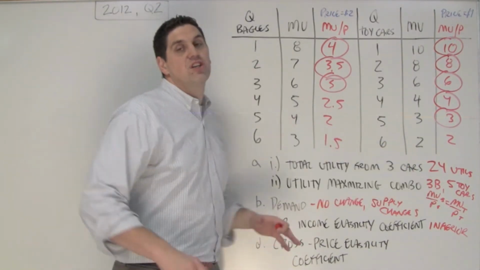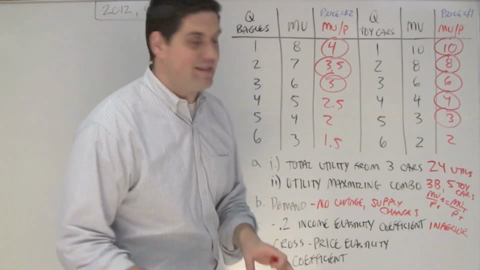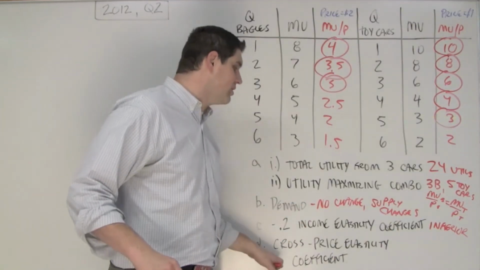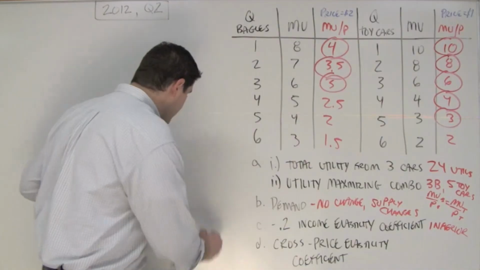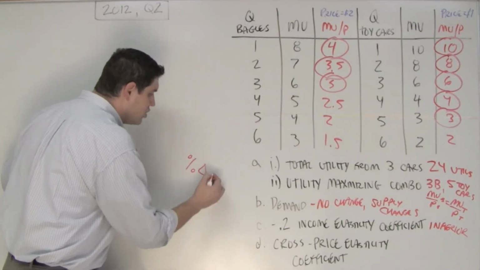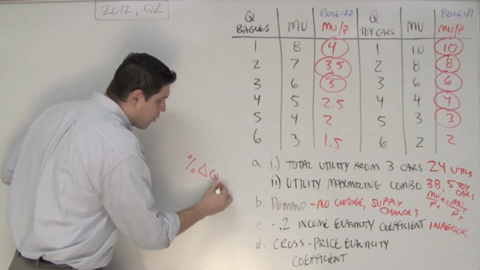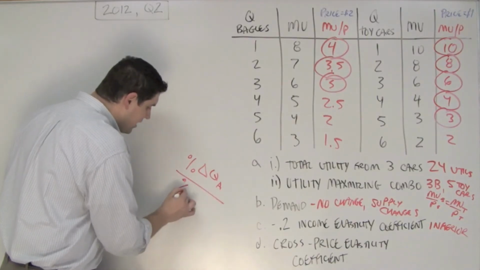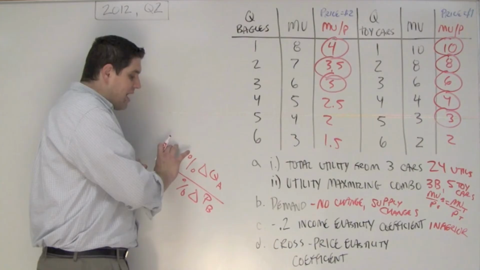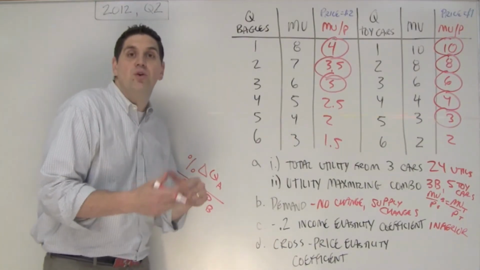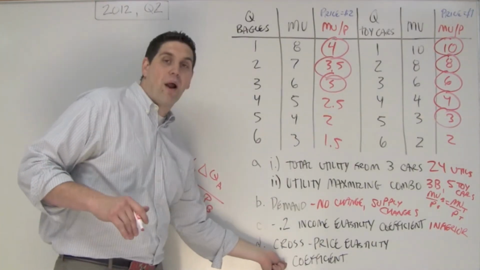Now this last question is the one that most students did not get. It's asking you for the cross-price elasticity coefficient given the numbers that it gives you in the question. Now the equation for this coefficient is the percent change in quantity of some product A divided by the percent change in the price of some other product B. Now if this pops out a positive number or a negative number, it tells you if it's a substitute or a complement. That's the idea of cross-price elasticity.